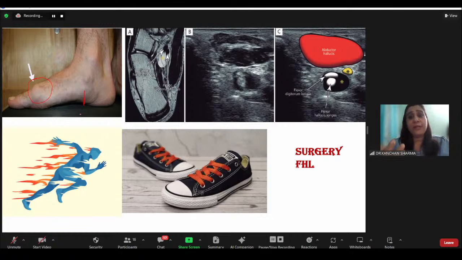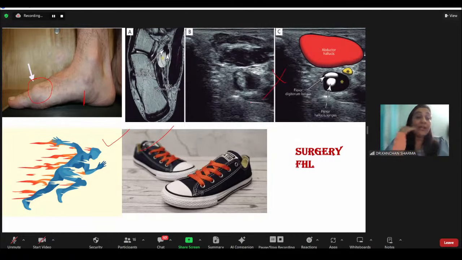Then, somebody who has started running recently, or who is walking for a long time, wearing shoes which are very tight, tying the laces very tightly. So all these things are again important causative factors for the entrapment of the medial nerve as well as for the lateral nerve. This running and these shoes can be for the lateral, not this one.